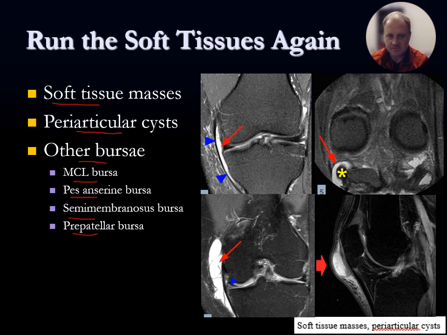So here are some examples of what MCL bursitis might look like, and what a semimembranosus bursitis looks like, if there's a little comma-shaped fluid structure really enveloped just over that semimembranosus tendon. This might be a ganglion cyst or a bursa, similar location at the medial knee there, and here's a prepatellar bursitis here.